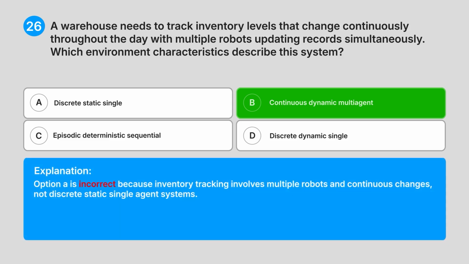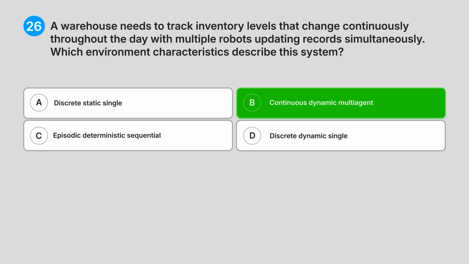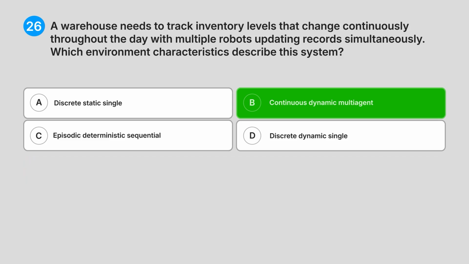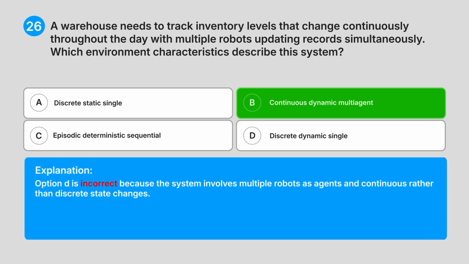Option A is incorrect because inventory tracking involves multiple robots and continuous changes, not discrete static single-agent systems. Option C is incorrect because inventory management is ongoing rather than episodic, and multiple robot interactions create non-deterministic outcomes. Option D is incorrect because the system involves multiple robots as agents and continuous rather than discrete state changes.